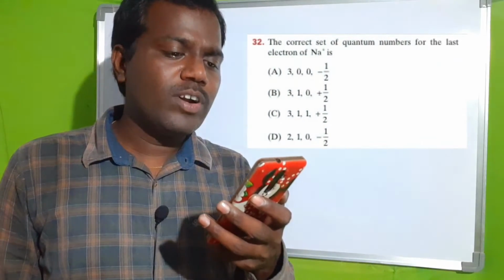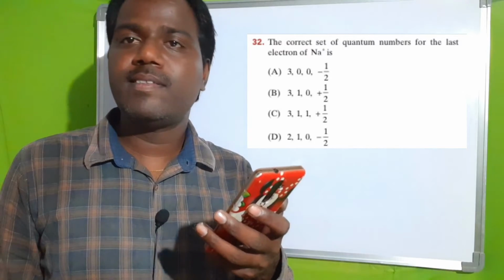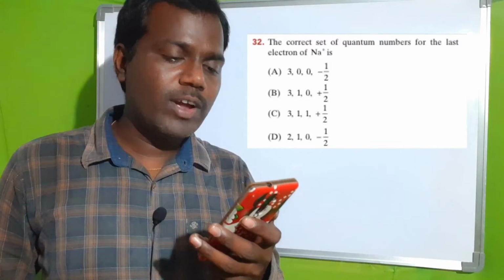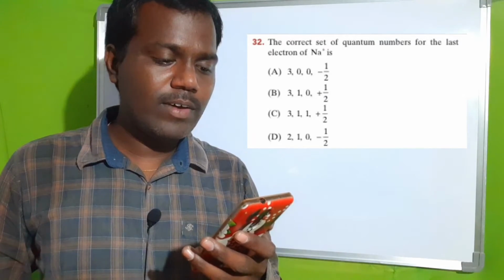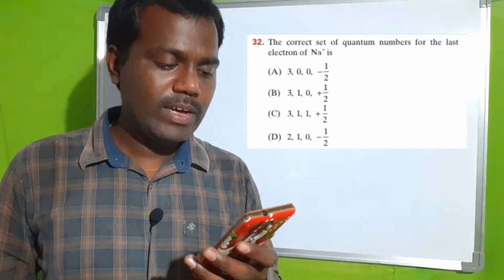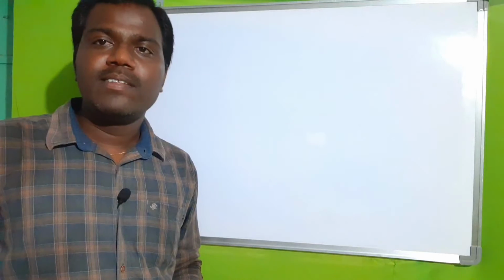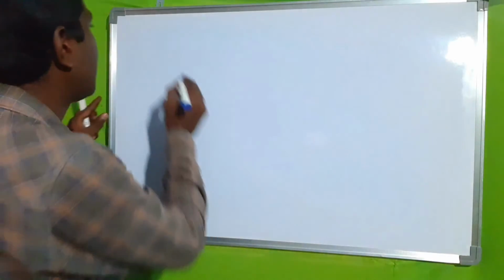Thank you. Let us see the second question. The correct set of quantum numbers for the last electron of Na plus is what? They gave four options: 3, 0, 0, minus half; 3, 1, 0, plus half; 3, 1, 1, plus half; 2, 1, 0, minus half. Let us see the solution for this question.